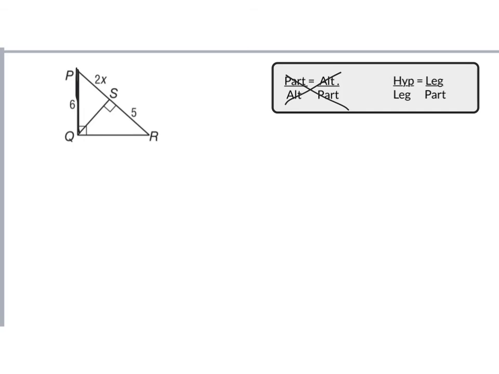When I set this up, my geometric mean is the leg, so that's the 6. And then it's going to be the whole hypotenuse, which in this case is 2x plus 5. And then the part that's closest to that leg, so that's going to be the 2x.